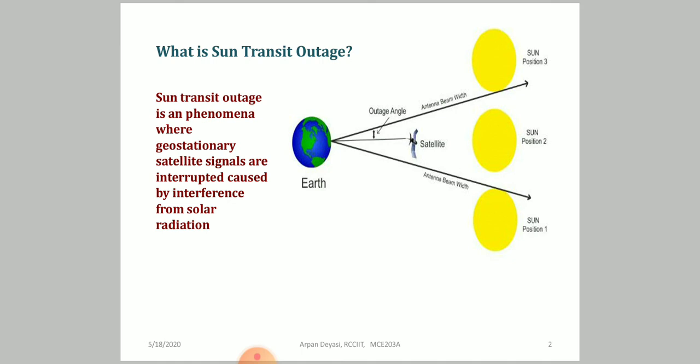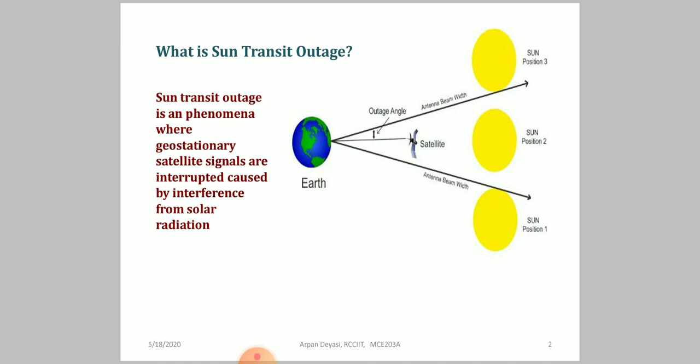So half of the angle of the cone is normally called the outage angle, and that's shown in the figure, and the total antenna beam width corresponding to the satellite is shown. If the position of the sun becomes within twice the outage angle, then the total satellite power will be drained by the sun, so you ultimately get almost no power towards the earth.